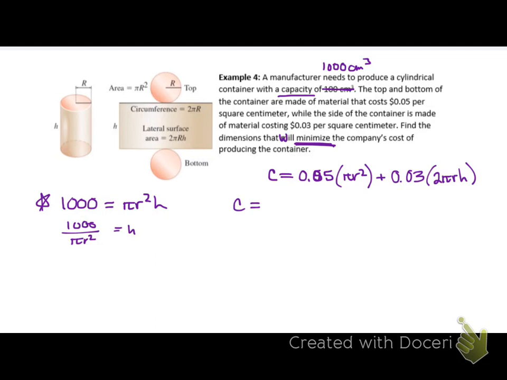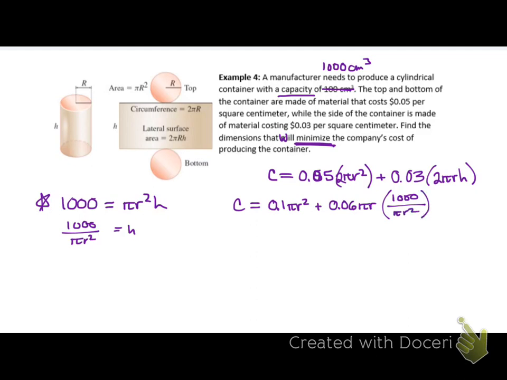And actually, I'm sorry, I messed this up. It's not pi r squared, it's 2 pi r squared, and it's two of them because there's a top and a bottom, right? So 2 times 0.05 is 0.1 pi r squared, and then 2 times 0.03 is 0.06 pi r, and then h was 1,000 over pi r squared.